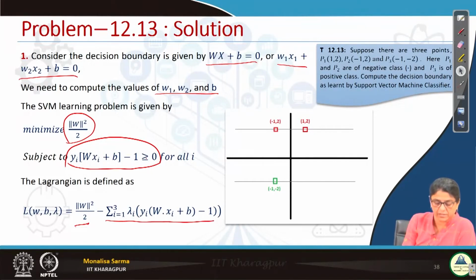Since this is a convex optimization problem, the constraint is less than or equal to 0. Since I have greater than or equal to 0, I will be using a minus. So this is how I have defined my Lagrangian. Now I will have to find the different KKT constraints.